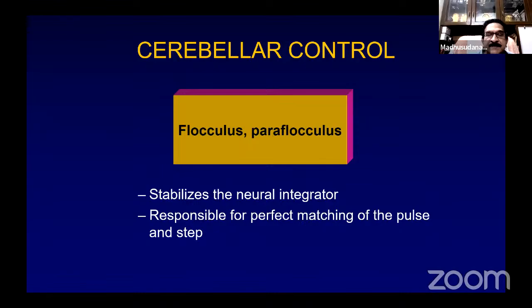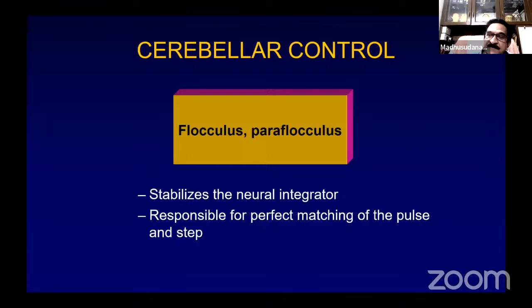The other part of the cerebellar control is the flocculus and paraflocculus, which, as told before, stabilize the neural integrator. When the neural integrator is not stabilized, what will happen? The pulse is there, but the step is leaking. The step will not be sustained. So the eye will drift back to the primary position because there is no input to keep the eye in the eccentric position. So what will happen when the eyes drift back to the primary position? The command is to go to the target. You make a corrective saccade again to the target. So, fast component to the right.